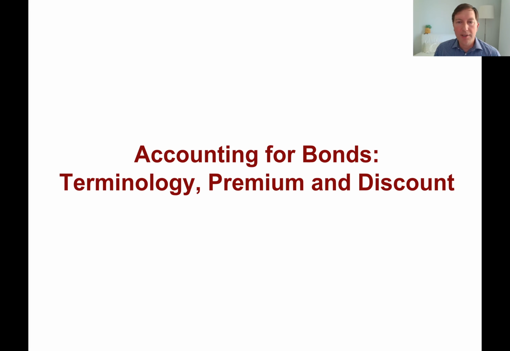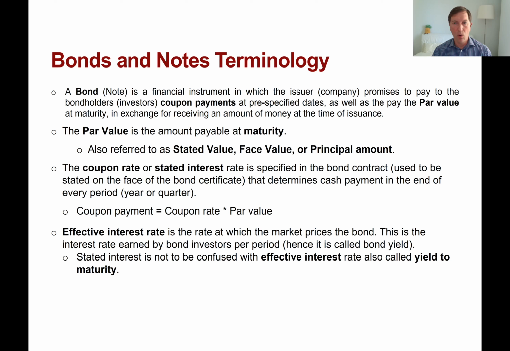Okay, so let's talk about accounting for bonds, and once we understand the bonds, we are going to understand all types of long-term debt. Okay, let's talk about some terminology first, right? A bond is a financial instrument that basically involves promising to investors to make periodic payments, so-called coupon payments, at pre-specified dates, as well as one lump sum big payment at the end of the bond's life, right? So we are going to promise to make these payments in exchange for receiving some amount of money from investors upfront. That's going to be the price at which bonds are sold.